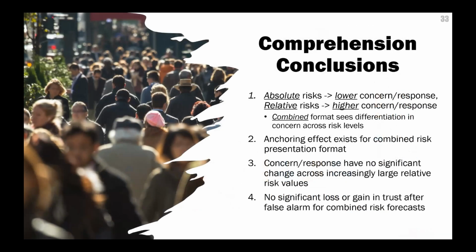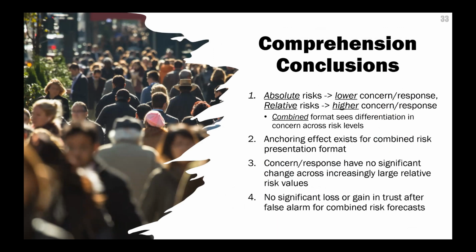So, looking at public comprehension of relative risks, we see that absolute risks lead to a lower level of concern and response, and relative risks lead to a higher level of concern and response. With that combined format, we're seeing an interesting differentiation in concern across different levels of risk, at least at those lower end risks that we showed. There also appears to be an anchoring effect when you combine the risk presentation format. So if you're putting those relative risks first, you might see a little bit higher level of concern or response from the people who are viewing that message.